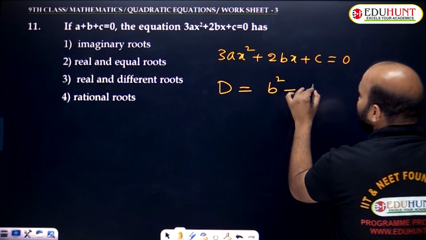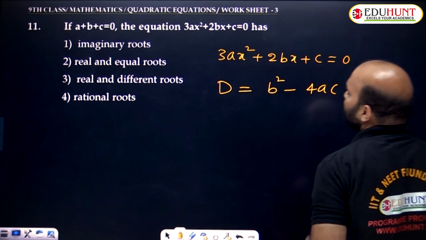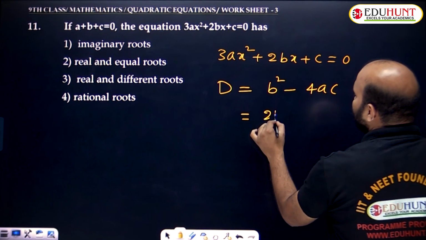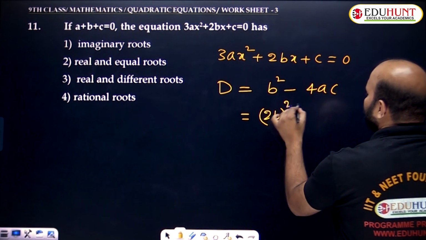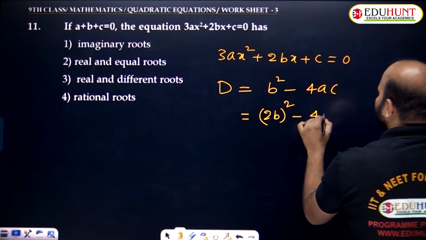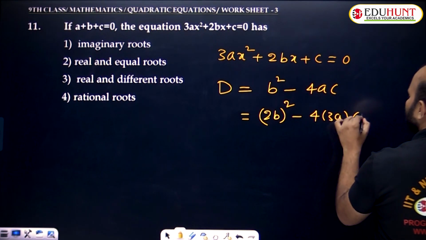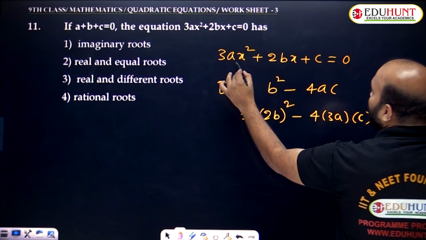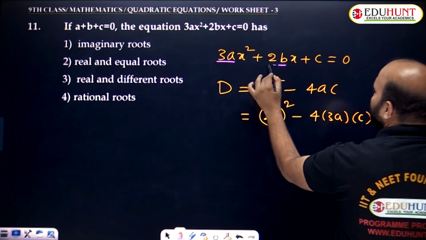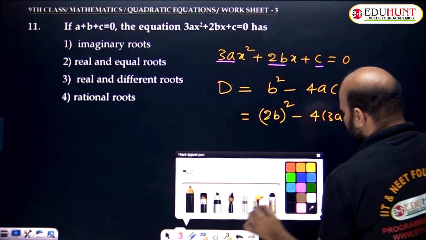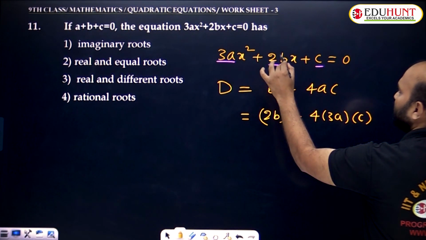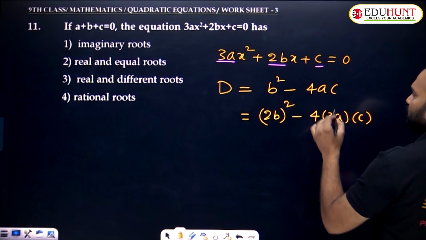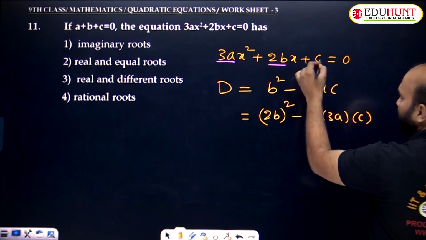The discriminant formula is b square minus 4ac. Here the x coefficient is 2b, so the discriminant is (2b) whole square minus 4 into the x square coefficient 3a, into the constant c. Clearly we need to notice that the x square coefficient is 3a, the x coefficient is 2b, and the constant is c.